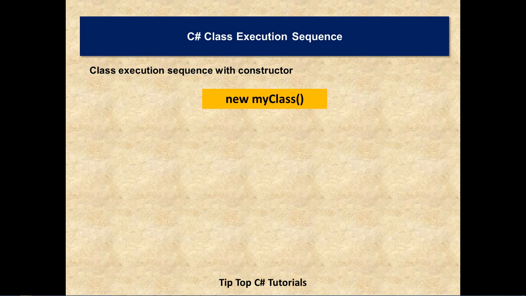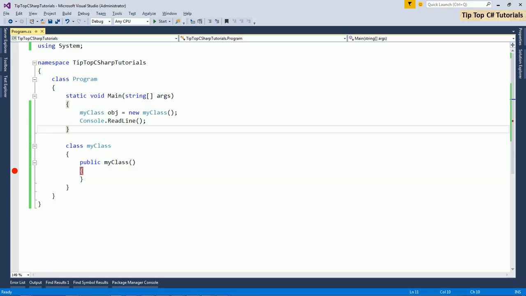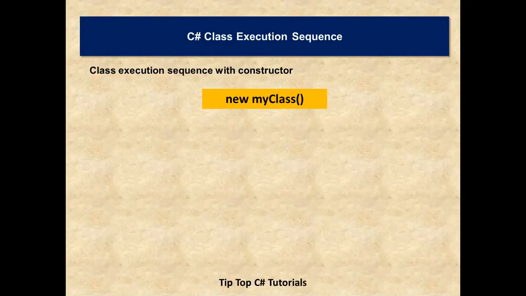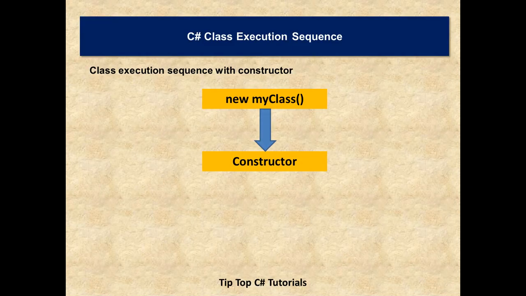So let's flip to Visual Studio. For ease of understanding, I have already created a project. I have created a class called MyClass and it has a simple constructor. If I execute this one, as we already know, the first thing that gets executed is the MyClass constructor. That should be simple enough. Now, this is the first step.